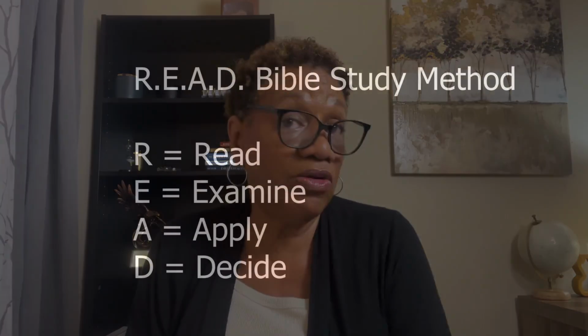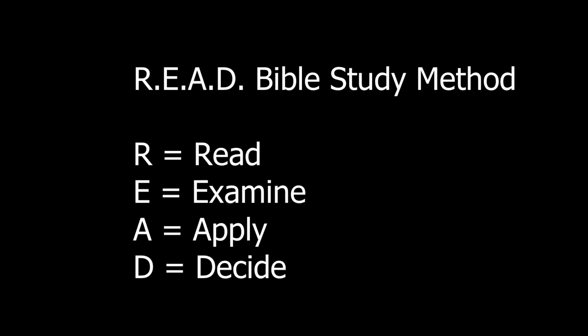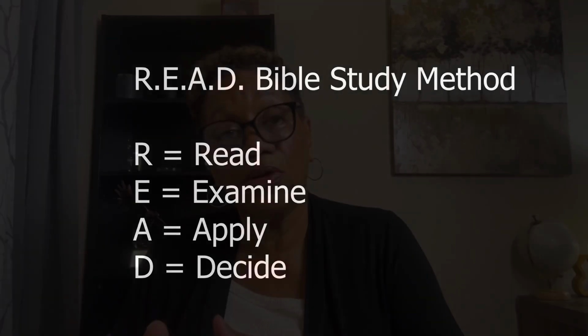And the D in the READ method means to decide. Now, this is the D method. What one action am I going to take based on this scripture? One action. I need to pray about it. I need to ask God. And you're going to know, because only you know what you're doing. In your heart of hearts, the real you knows what is going on in your life. What one action can I take?